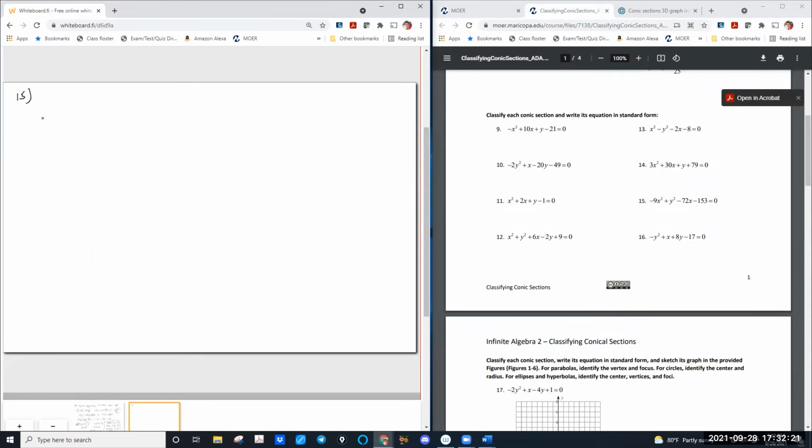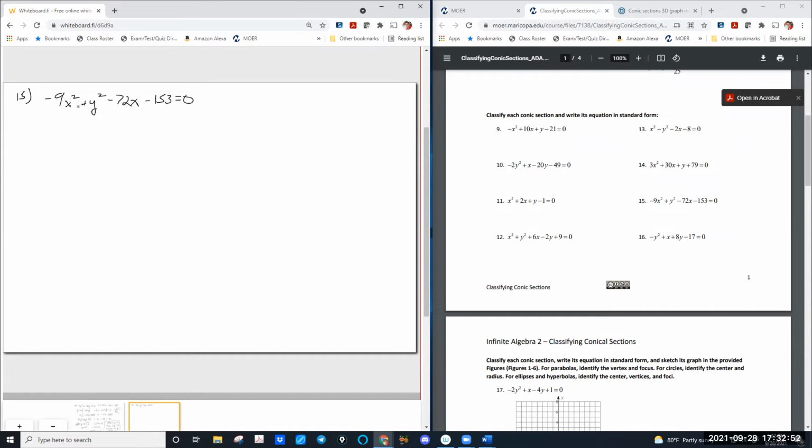This is from the worksheet. So 15, we got negative 9x squared plus y squared minus 72x minus 153 equals 0. So right off the bat, I know it's a hyperbola because there's an x squared and a y squared, so it can't be a parabola. And the x squared and the y squared have different signs.